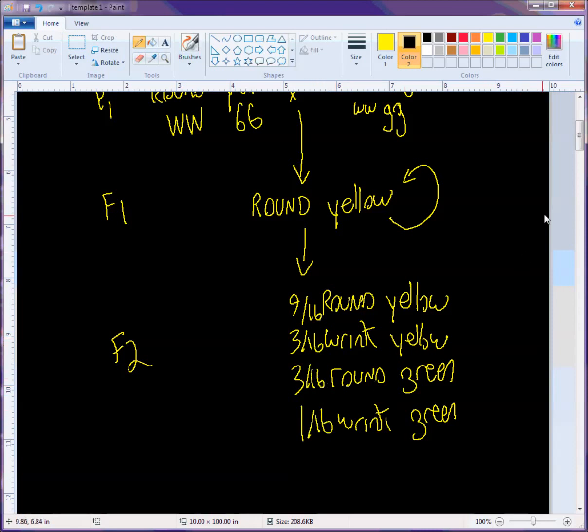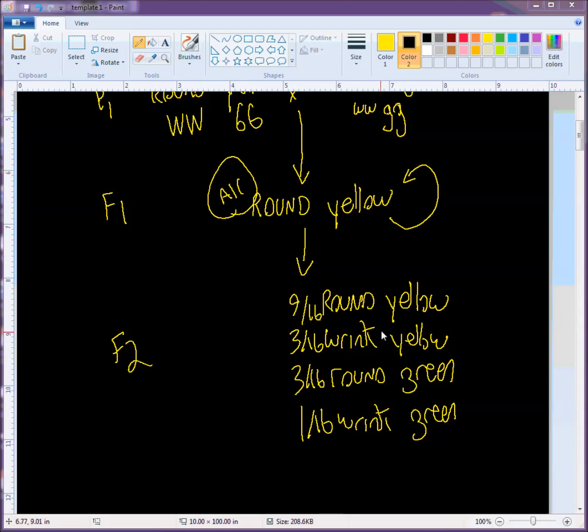So here they're all round and yellow, right? So the question wants us to map this out using the Punnett Square and forked line method to see why we get all round and yellow in the F1, and why we get 9 to 3 to 3 to 1 for phenotype ratio in the F2, and we'll also be able to determine the genotype ratios for both of these using the Punnett Square and forked line method. So let's take a look at how to do that.